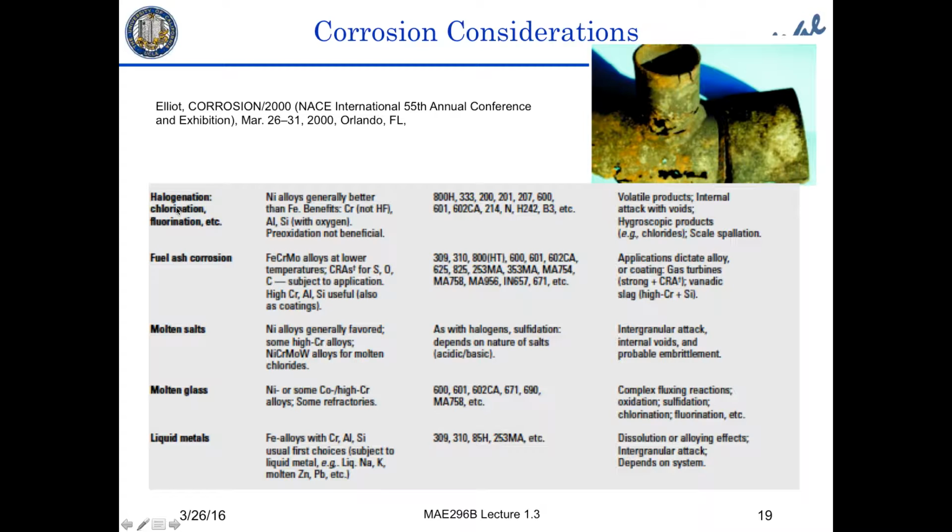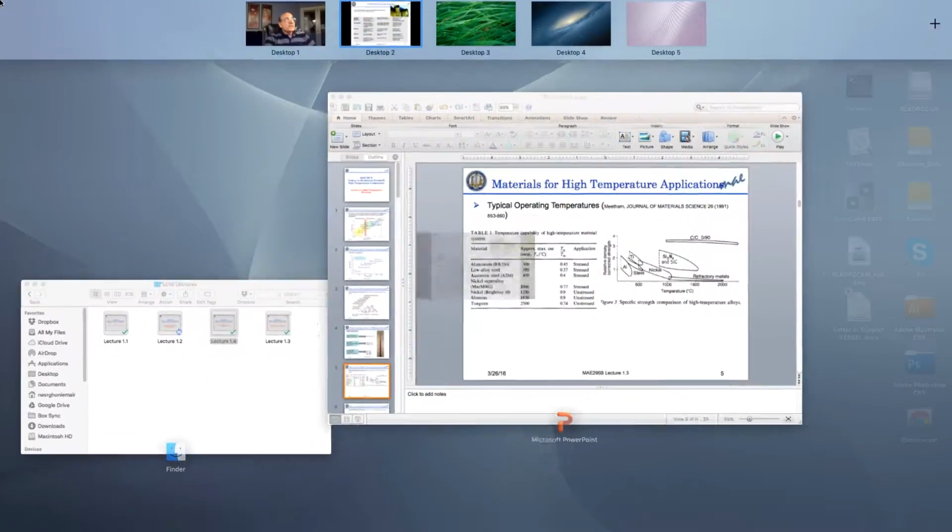And he goes on to halogen effects, fuel ash, molten salts, for instance. Only materials that can be used are nickel-based alloys or tungsten or molybdenum. Some refractory alloys can be used as well as the nickel-based alloys. Liquid metals, you can use iron, and you can use also some of the tungsten and metal alloys that are refractory in nature.